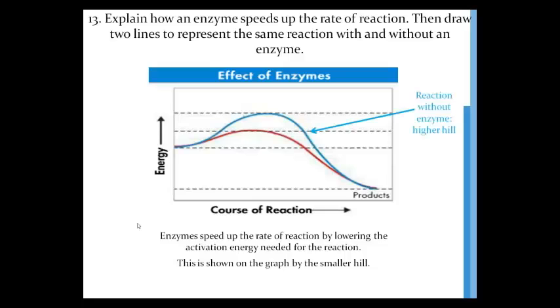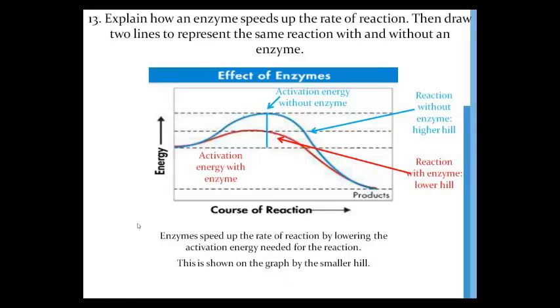The blue line represents the reaction without an enzyme. It's got a higher hill. The red line represents the reaction with an enzyme. You see the hill is lower. That shows the magnitude of the activation energy without the enzyme and the activation energy with the enzyme. So you see that the blue line, the hill goes up almost twice as high as the red line. So that one needs much more activation energy, therefore it's going to be much slower. These both represent the same reaction, just one is without an enzyme and one is with an enzyme.